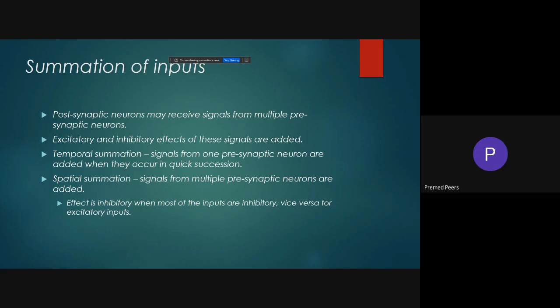Now, spatial summation would be, okay, we have multiple neurons, multiple axons releasing neurotransmitters for one postsynaptic neuron. And if they do that at very close to the same time, those effects are going to add. So you just say, okay, each excitatory input is going to depolarize it more. Each inhibitory one is going to make it hyperpolarized more. The stronger one wins.